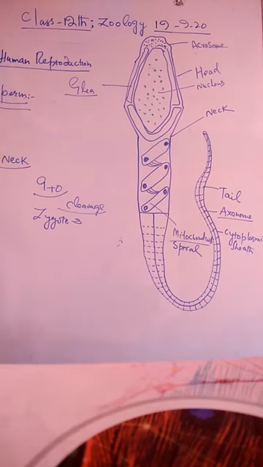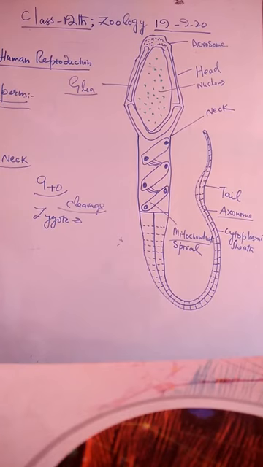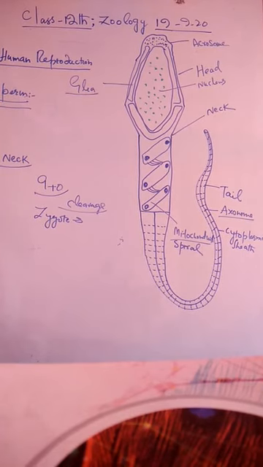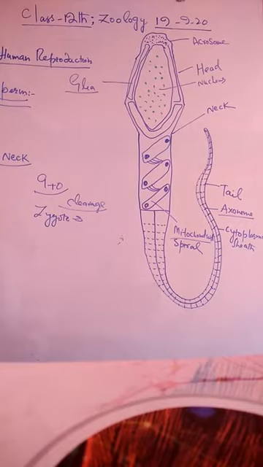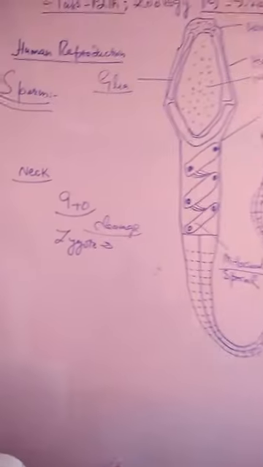This is all about the structure of the central part of the sperm or spermatozoon. The rest of the structure will be discussed in the next lecture.